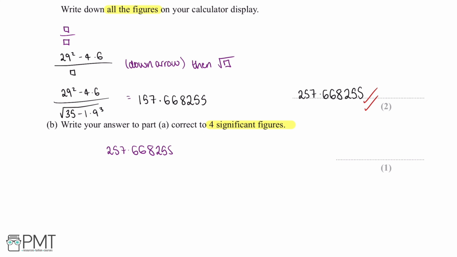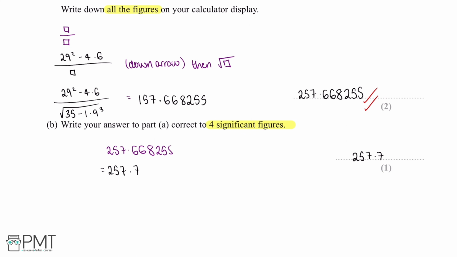However, an important thing to remember is that if the value after the fourth significant figure, which we are going to round to, is greater than or equal to 5, then we're going to want to round this 6 up to a 7. So this gives us 257.7, and this is our final answer.